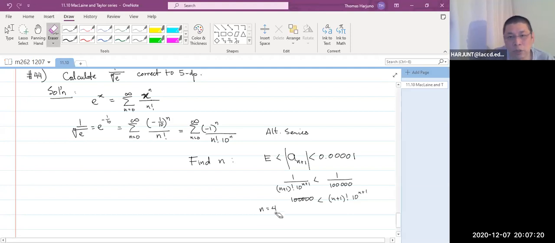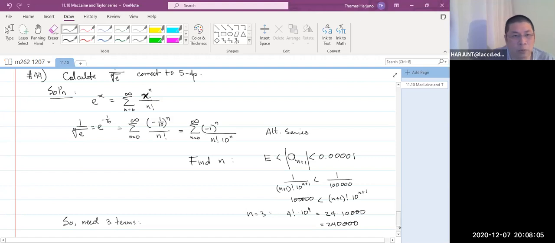So actually n equals 3 is good enough, right? When n equals 3, notice that there will be 4 factorial times 10 to the 4th. 4 factorial is 24, times 10 to the 4 is 10,000, which will give us 240,000. So I only need to add 3 terms. I should not use the word "just." So I need 3 terms, 3 non-zero terms to be more precise.